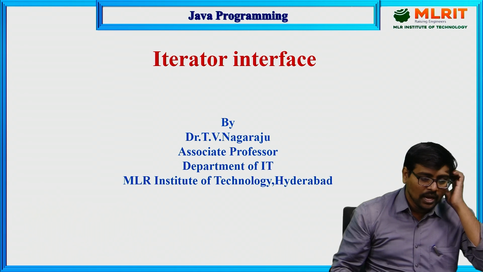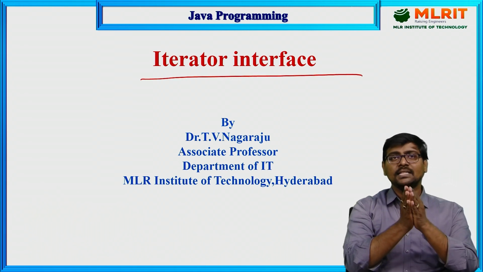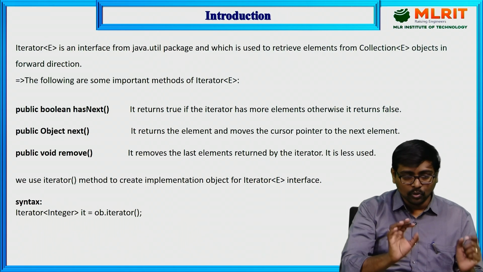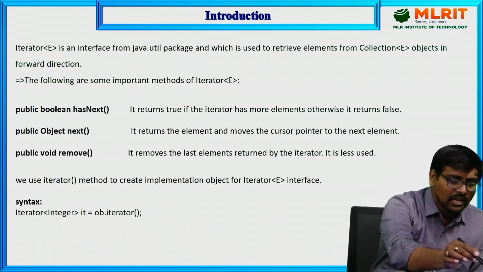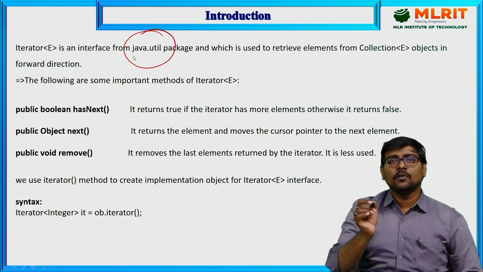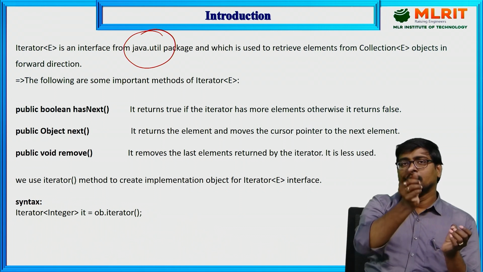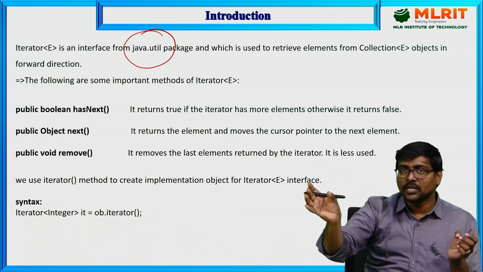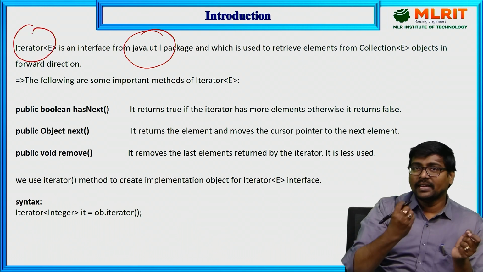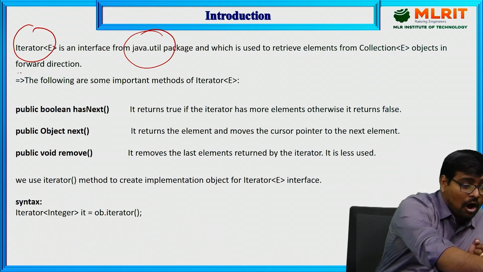In this session, we are going to discuss the Iterator interface. What is this Iterator interface? Where are we using it? This interface is available in the util package. The main purpose of this interface is to retrieve the elements from the collection. A collection means some set of objects. By using this Iterator, we retrieve the elements from the collection object in the forward direction.